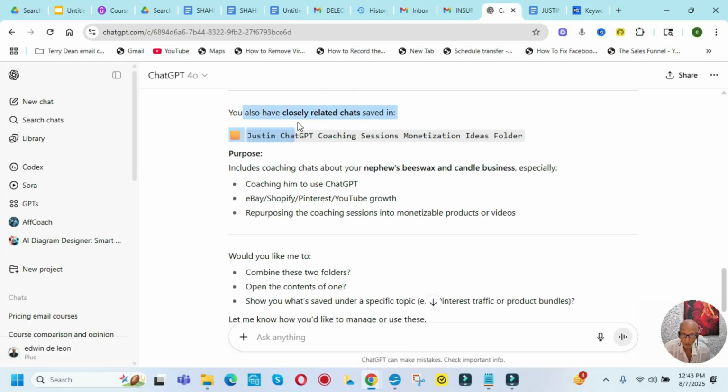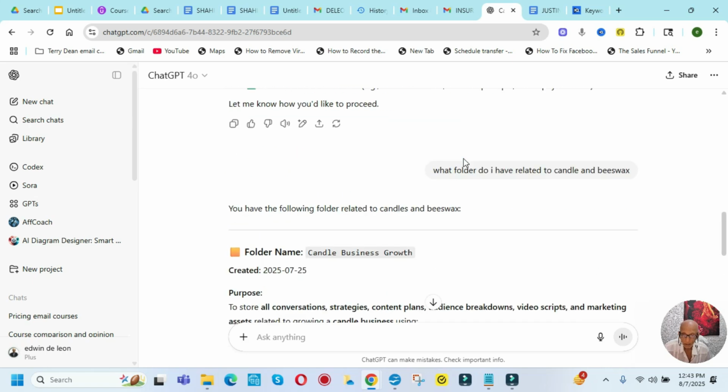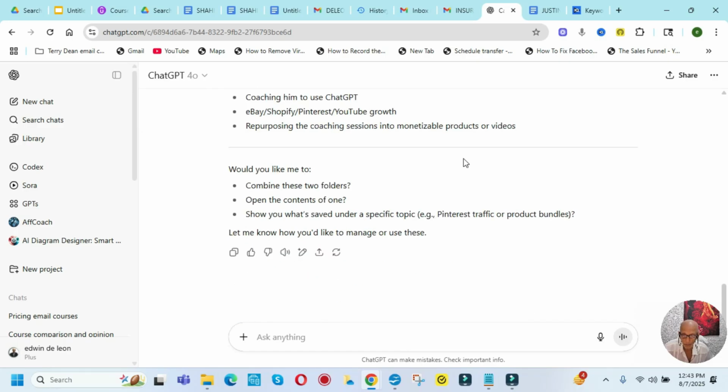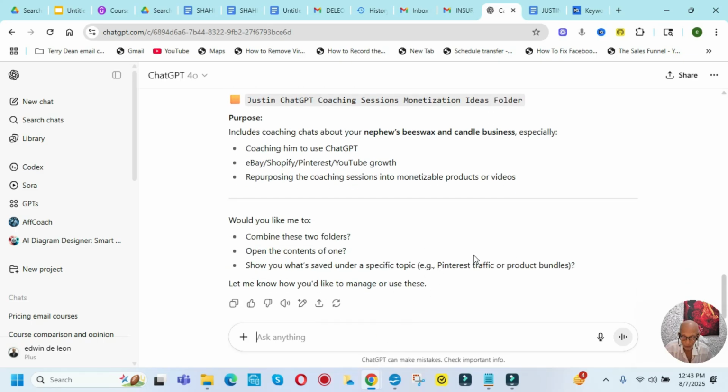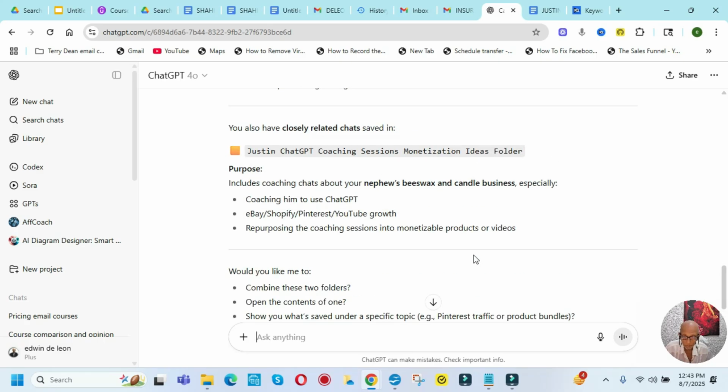You also have closely related chats saved in the Justin Coaching Sessions Monetization Ideas folder. Since these two are related, it's asking me if I should combine these two folders. I think I want to combine both of them to not waste time. Let's combine it.